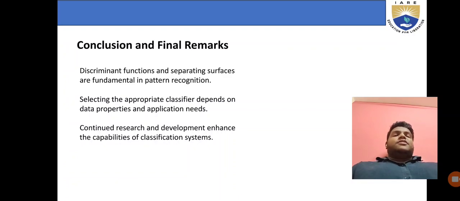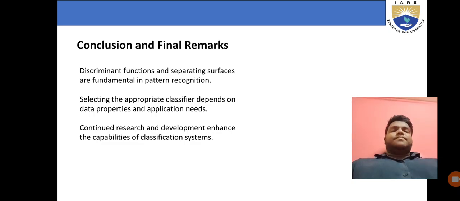Conclusion and final remarks. Discriminant functions and separating surfaces are fundamental in pattern recognition. Selecting the appropriate classifier depends on data properties and application needs. Continued research and development enhance the capabilities of classification systems.